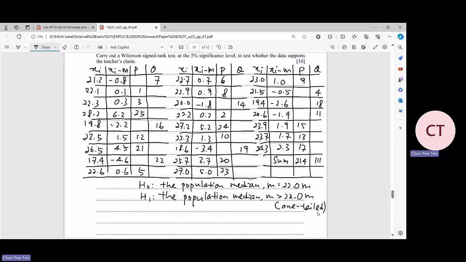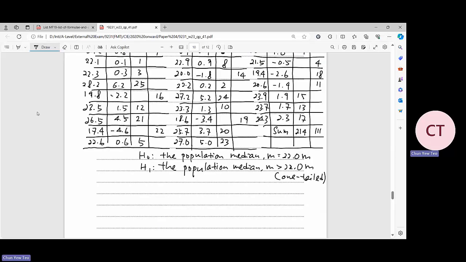The left tail and right tail is not decided by the inequality over here. We have to check the mean. Okay, we have to check the test statistics first. So over here, we just say one tail.